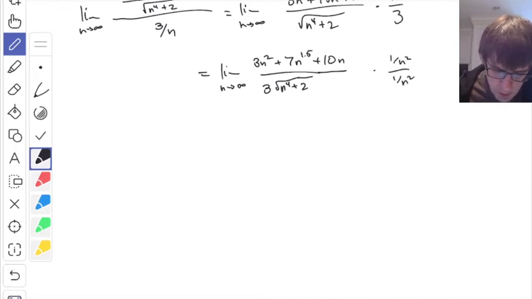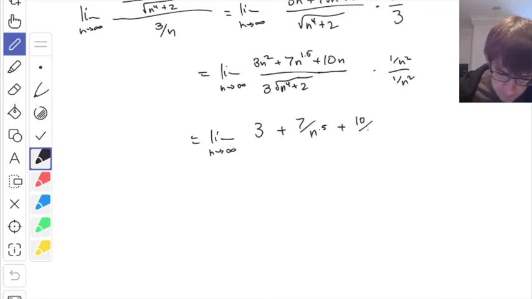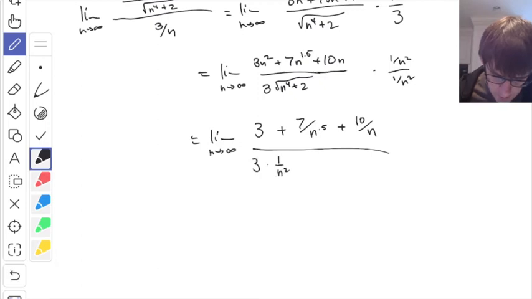What you get in that case is just 3 from the first one. 7 times n to the 1.5 when I divide out by n squared ends up being 7 divided by n to the 0.5, right? I'm dividing by extra stuff. And then 10n dividing by n squared gives me 10 over n, right? And on the bottom, I'm going to have 3 times, maybe I'll just write it this way, 1 over n squared, square root n to the 4 plus 2.